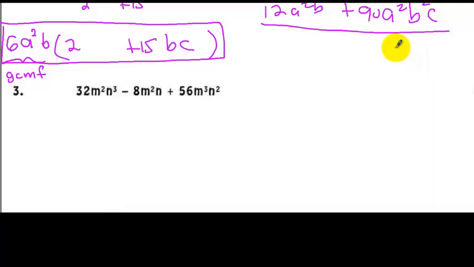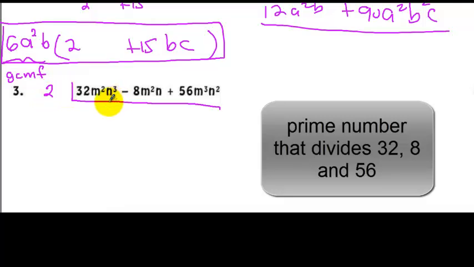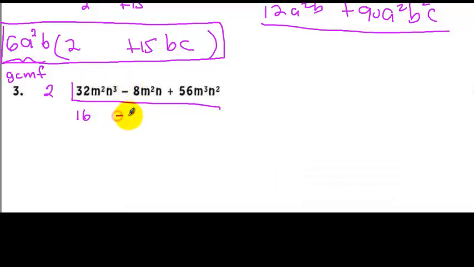For example number 3, think of a number that can divide 32, 8, and 56. Now again, for some students, we need to start with the smallest prime number, but for some students, they can easily get the GCF of 32, 8, and 56. So let's just start with the smallest prime number, 2. So 32 divided by 2 is 16. 8 divided by 2 is 4. 56 divided by 2 is 28. So we still have a common factor between these three numbers.